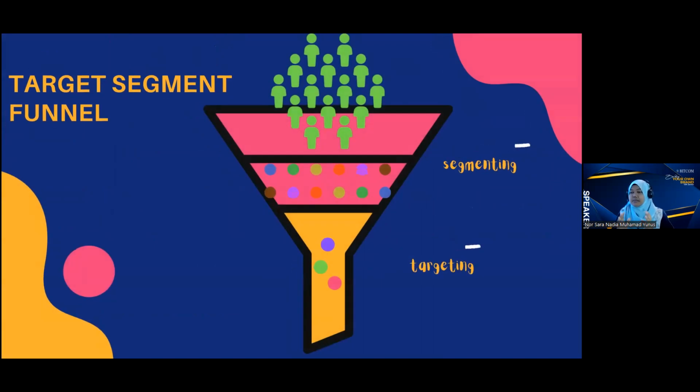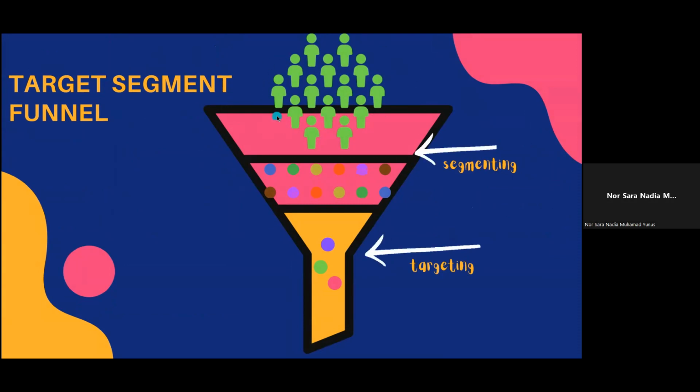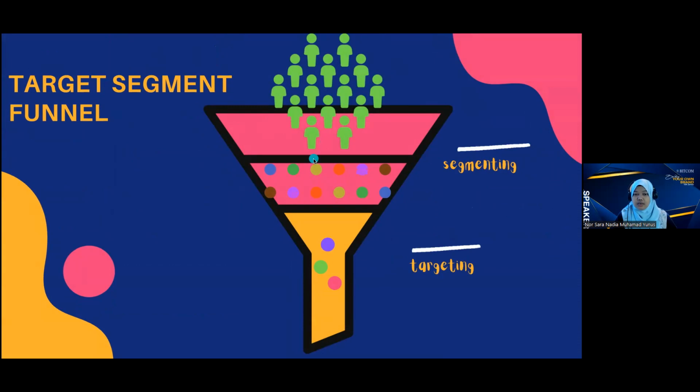If you combine both processes, the segmentation process and the targeting process, you can easily understand this figure. I made this as a target segment funnel for you to understand. So you can see here we have the population. Then we divide them into separate sub-segments. That process is known as segmentation earlier, right? From that segmentation, again, we are not going to serve everyone.